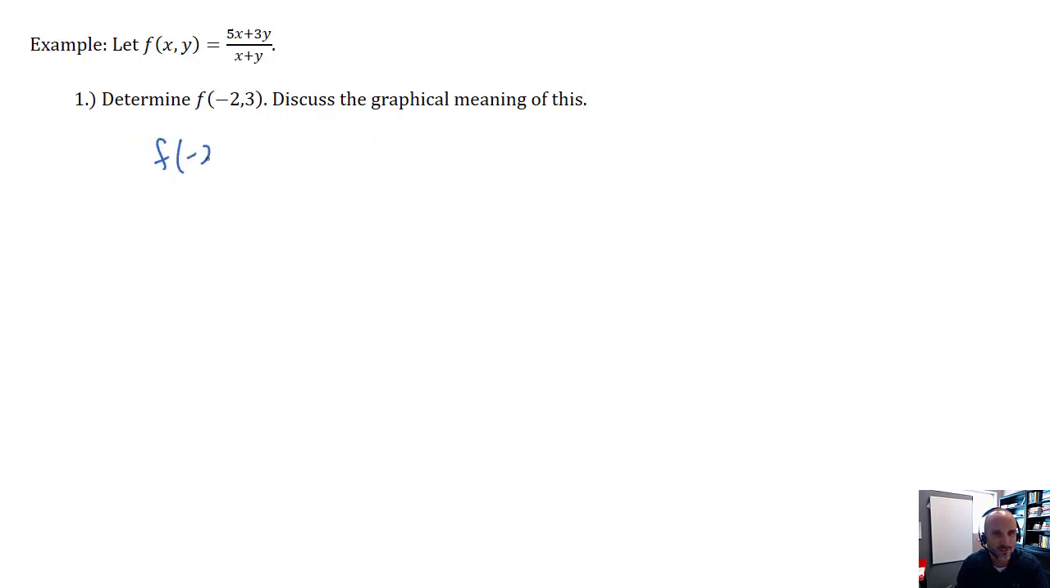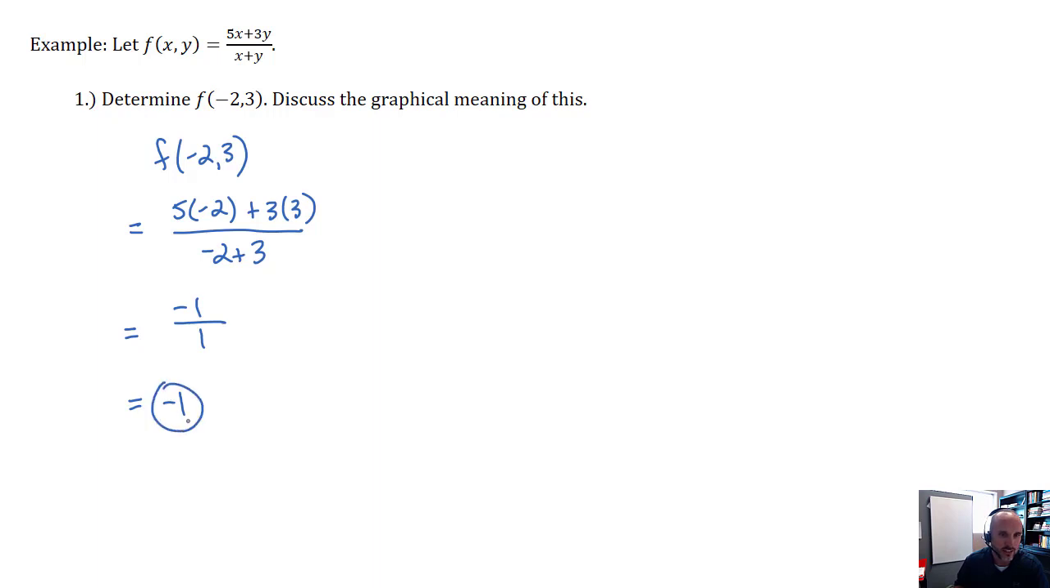So f of -2, 3 simply equals 5 times -2 plus 3 times 3 over -2 plus 3. And so if we look at that point, we get -10 plus 9, that's -1 over -2 plus 3 is 1. And we can see that we get an output of -1. So what this is saying is when x is -2 and y is 3, it outputs -1.